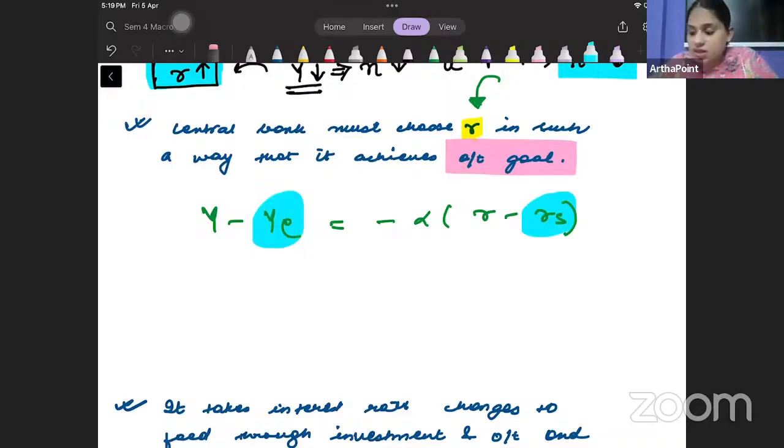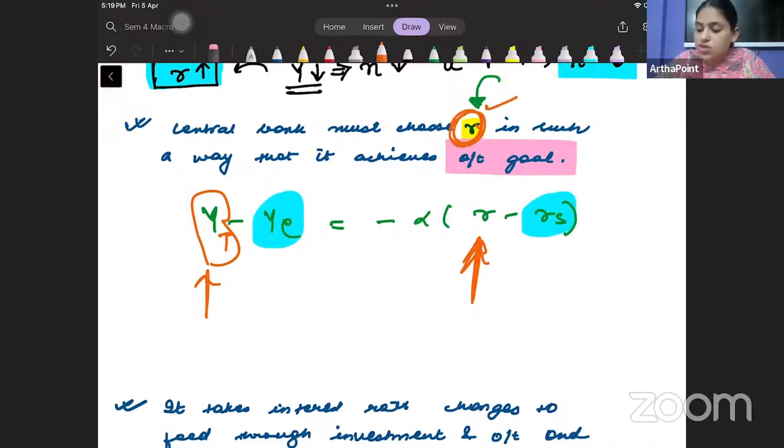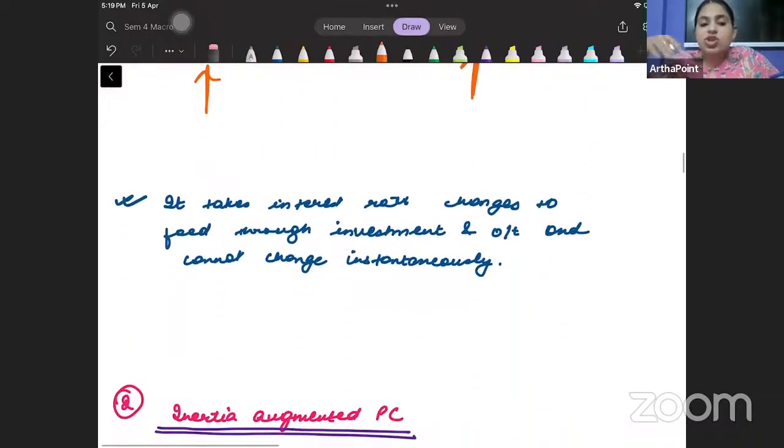Now for this year, it has been told to me कि क्या रखना है. So correspondingly, I can go ahead and I can choose the interest rate. Is that clear? This is what this equation is saying. So it takes interest rate changes to go ahead and feed through investment and thereby output.